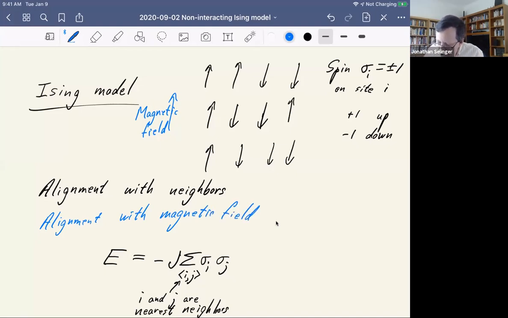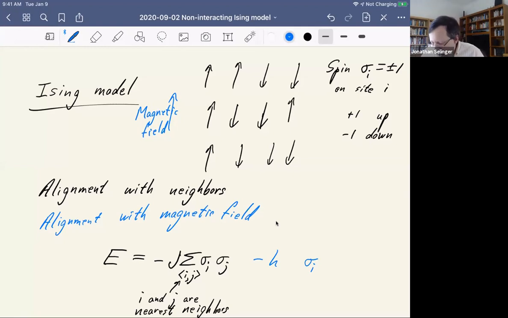Okay. And so that means if the magnetic field is pointing up, then the sites have a nice negative energy if they're also pointing up, okay? And they have an unfavorable positive energy if they're pointing down, right? And vice versa if the field is down, right? So one way to represent that is to say, let's have a field H which interacts with the individual sigmas.